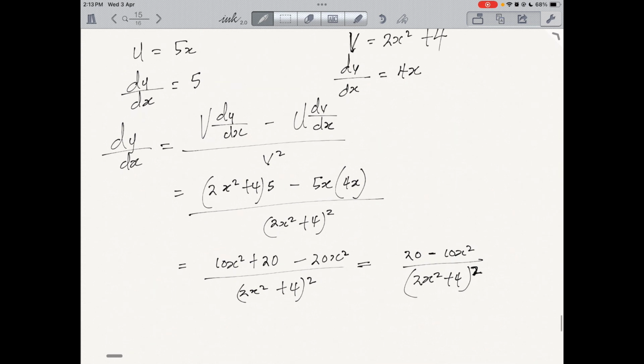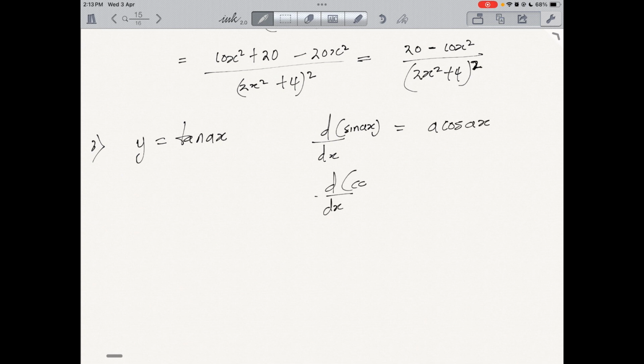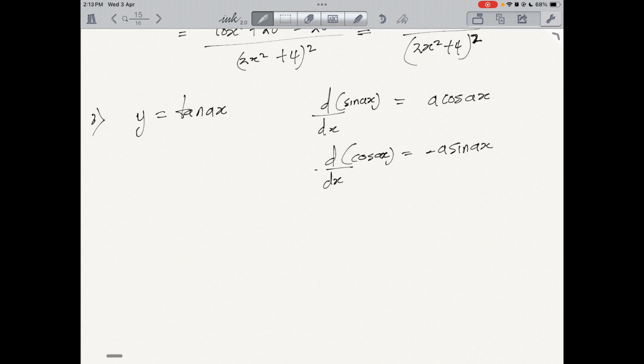Let's take another example. We are given the question: determine the differential coefficient of y equal to tan ax. Now we remember that when we want to differentiate sine ax, we have our answer to give us a cos ax. And when we want to do the same for cos ax, we have our answer to give us minus a sine ax. Very important. So let us look at the expression of tan ax.